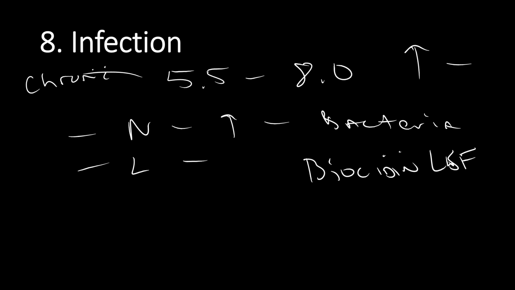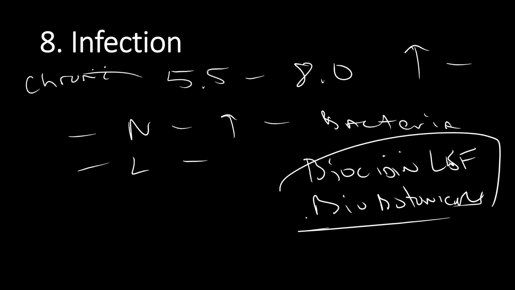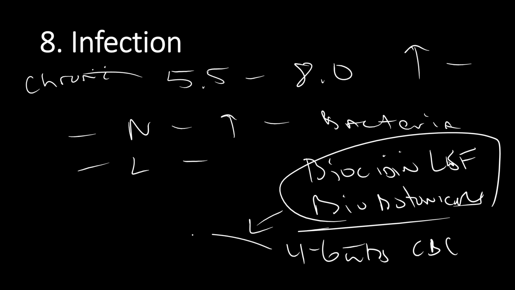And that comes from BioBotanicals. I'm going to use that because that stuff is really good at going after chronic stuff. But I also find that if I use that 4 to 6 weeks and then come back and do another CBC, a lot of times it will draw out whatever that infection is and I can start seeing it for what it is more clinically. So I'm going to start that.